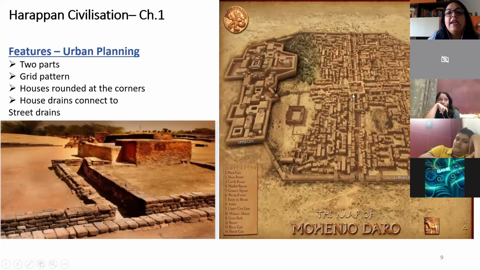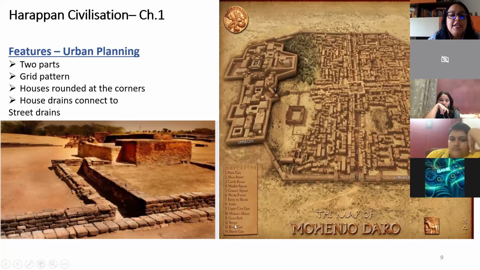So now this is the main street. In the main street, or even in the small streets and narrow lanes, wherever the house was at the edge, that was rounded off like this. It was rounded so that the bullock carts can pass easily.